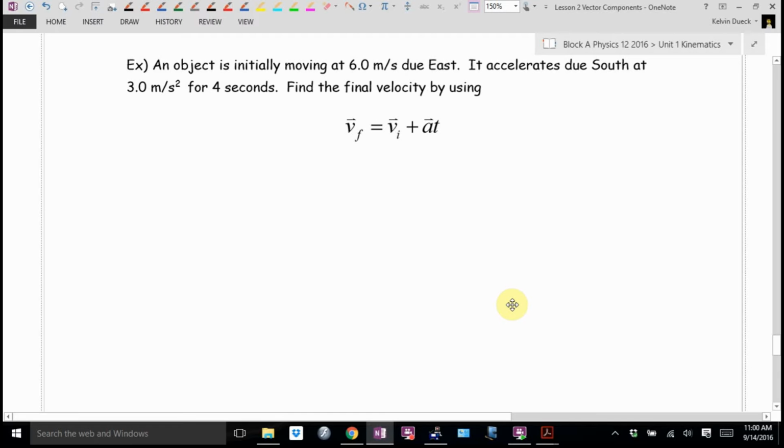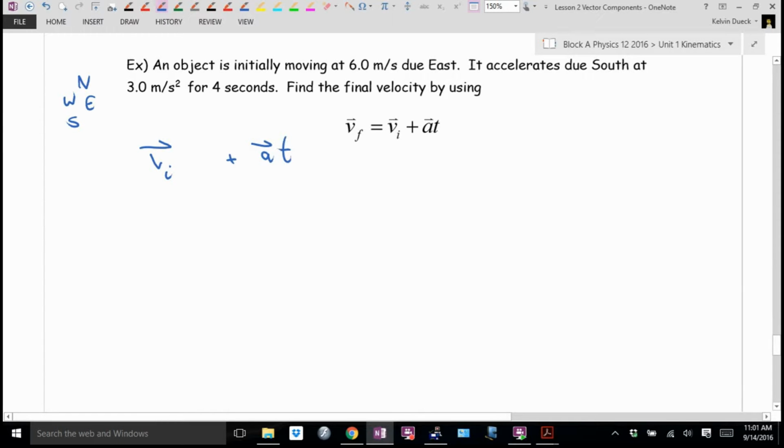For example, an object is initially moving at 6 meters. You know what? I'm going to draw a compass rose. It accelerates due south at 3 meters per second squared for 4 seconds. Find V final. You remember this equation from last year, Vf equals Vi plus At. It is a vector equation, which means it does work even if your directions are not in line with each other, as long as you follow vector math. So to find V final, I'm going to go Vi vector plus At vector.